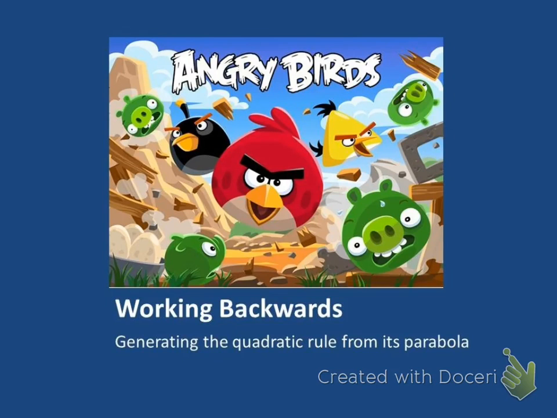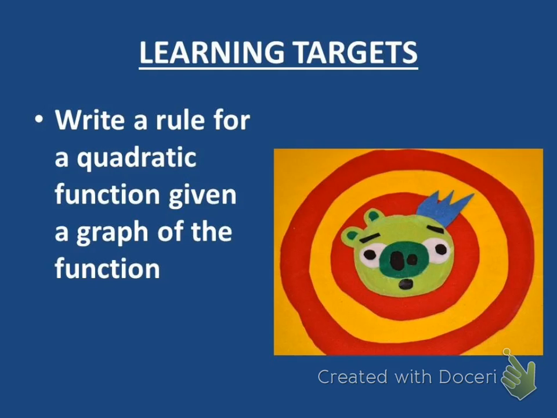Up until this part of the unit, we've been working on starting with quadratic rules, identifying key characteristics from them, and then sketching graphs to match those rules. In this video, we're going to learn how to do that process in reverse. We're going to start with a graph, and then use some of those key characteristics in order to generate the rule that would create that graph.